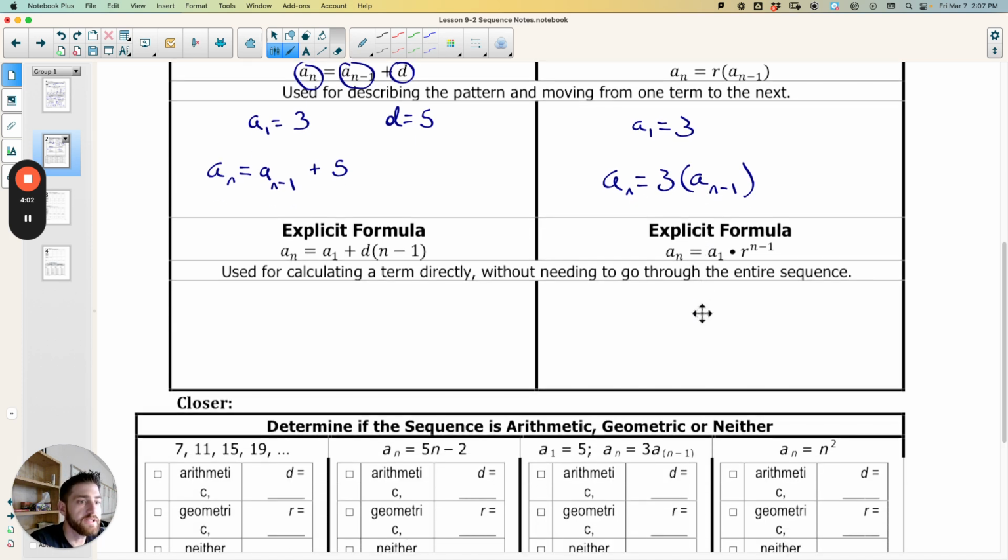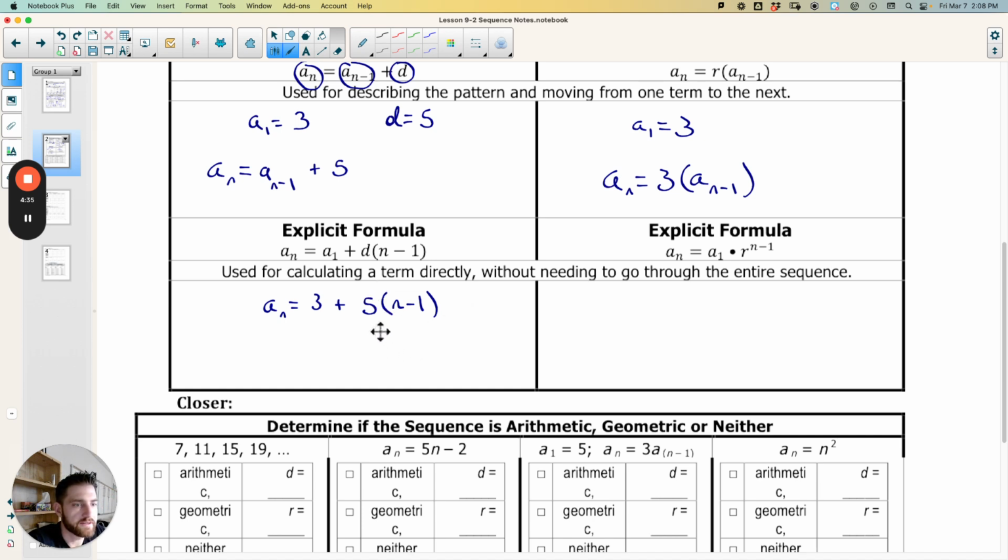Now, the explicit formula is a little bit different. You can use the explicit formula to find any term, and it's given to you in this format here. There's just a little bit of simplifying we have to do. I'm going to use the same values I had up here, my first term, a sub 1, and my common difference, D. So a sub n is equal to the first term, 3, plus my common difference of 5 times n minus 1. This technically is mathematically correct, but you can simplify it, so I'm going to go ahead and do that.